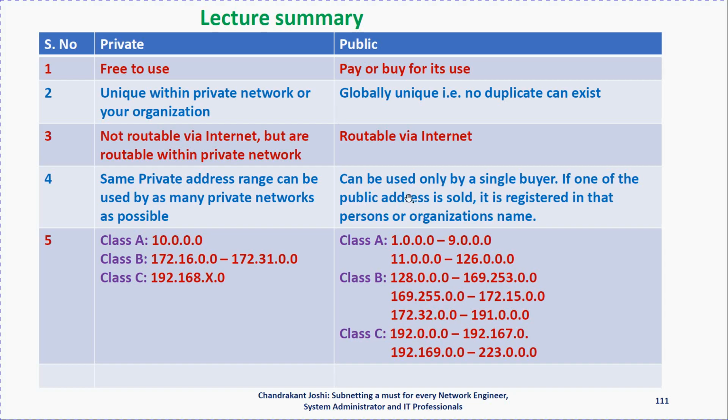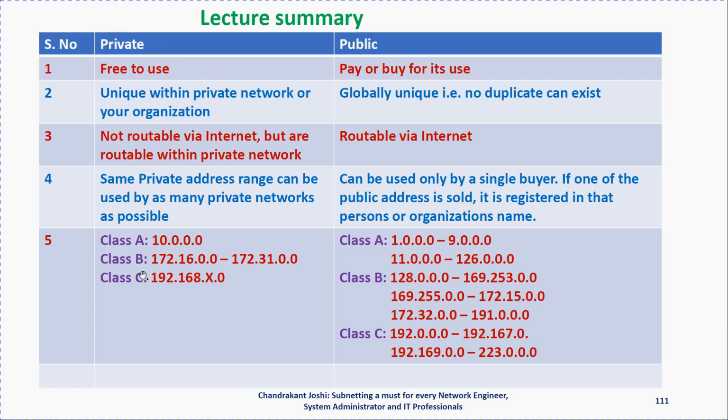Public can be used only by a single buyer. If you buy, then it is registered in your name, or if an organization buys, it is registered under the organization's name and nobody else can use it. Private, the same private address range can be used by as many private networks or as many organizations as possible, because they remain unique only inside your private network and they are not routable via the internet.